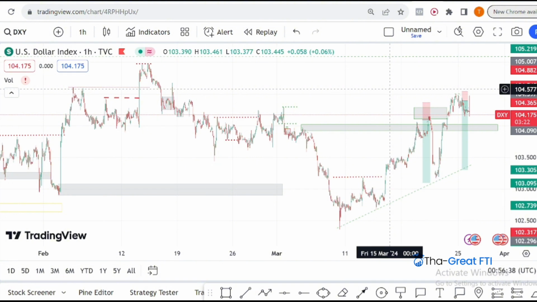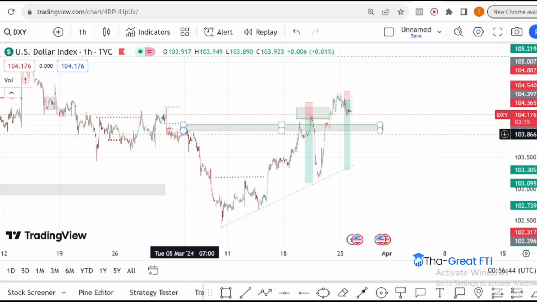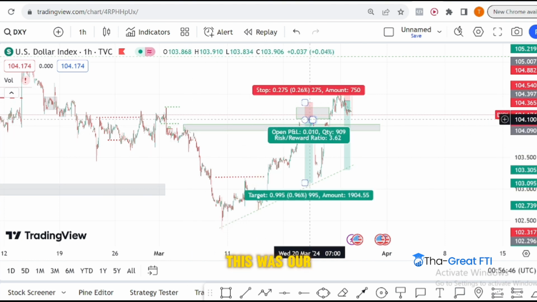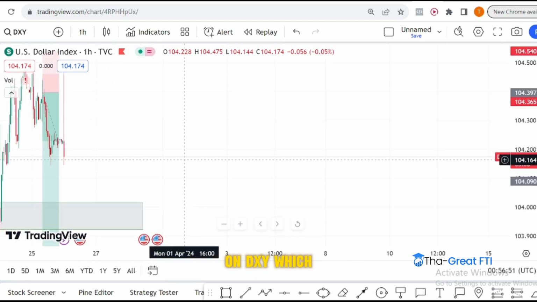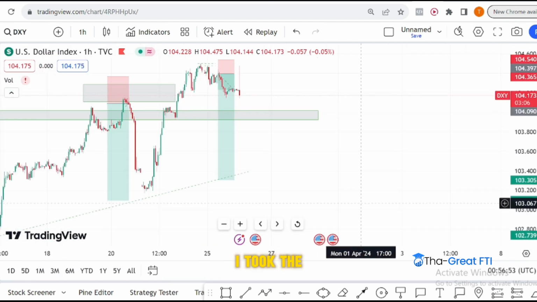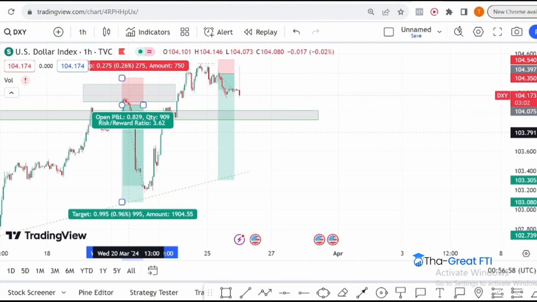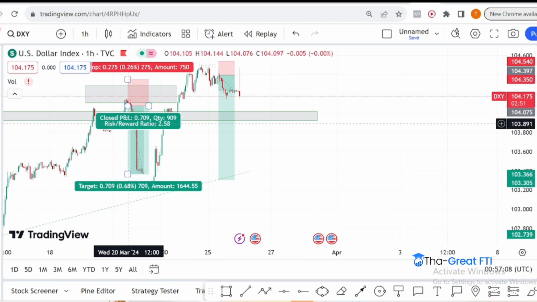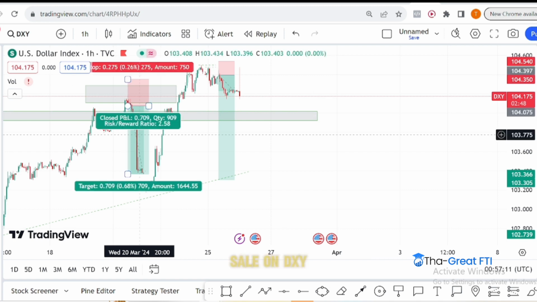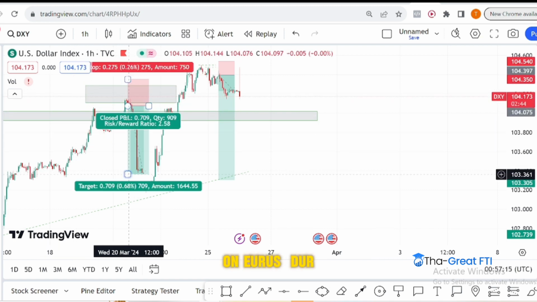So, this was our first sell on DXY, which I took the trade. As you can see, the trade at this level. When I say I took a sell on DXY, I mean I took a buy on EURUSD.